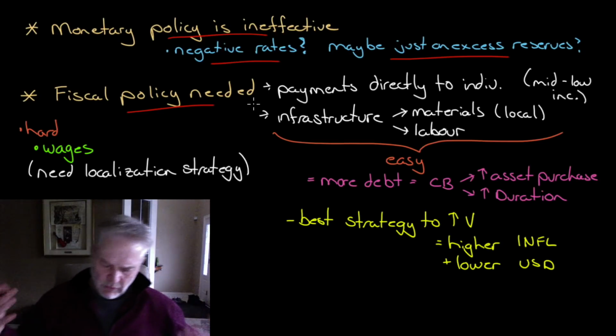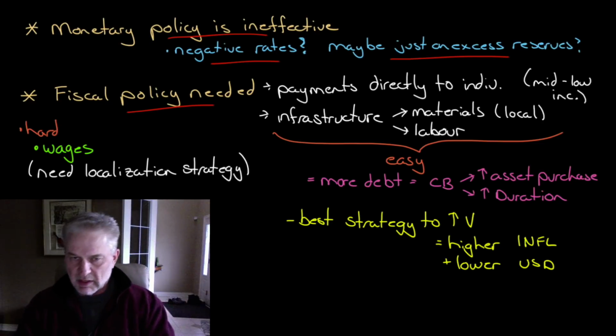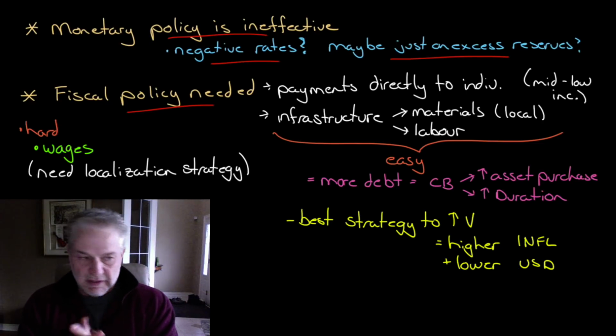So why are we going down this road? Why am I talking about the type of policy that's needed? I thought we were going to talk about inflation here. Are we going to have inflation or deflation? The answer is, I have no idea. It depends on policy.